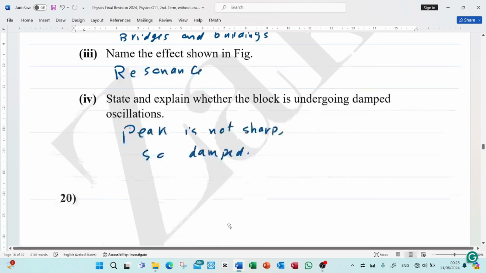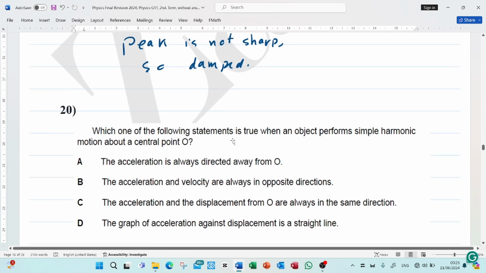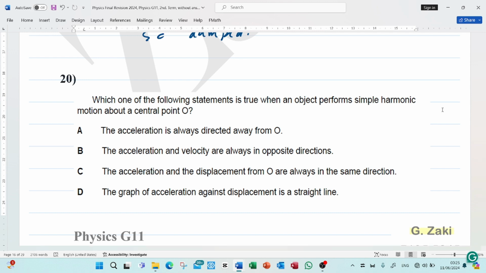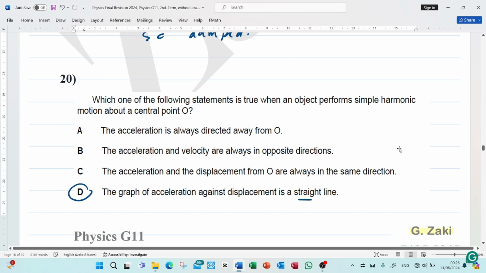Okay, now next question. Now we go to the multiple choice here. Which of the following statements is true when the object performs simple harmonic motion? The correct answer here is: the graph of acceleration against displacement is a straight line of negative slope. So this is the correct answer.